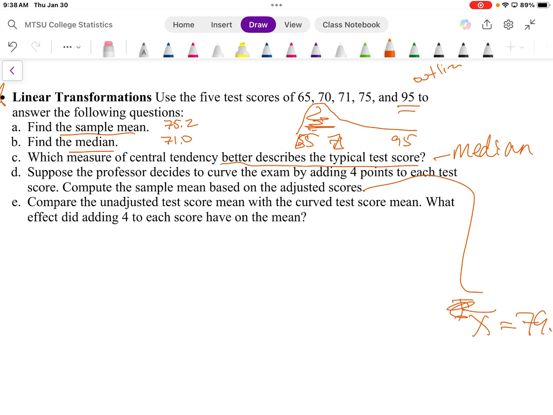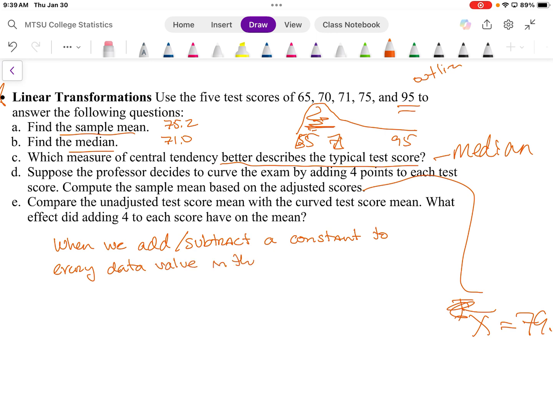Okay? And that's one of the things as we look at our transformations: when we add or subtract a constant amount to every data value in the sample, the mean is changed by that same adding or subtracting amount.